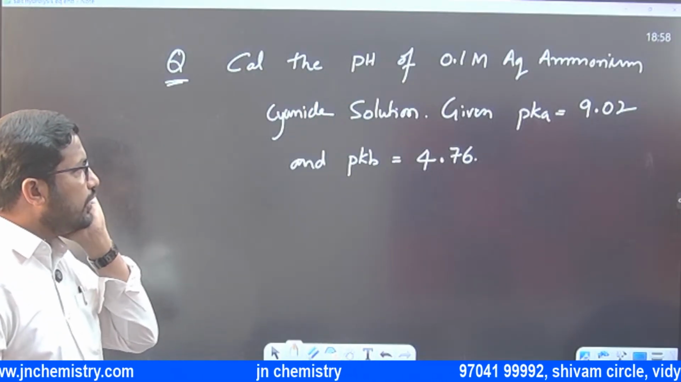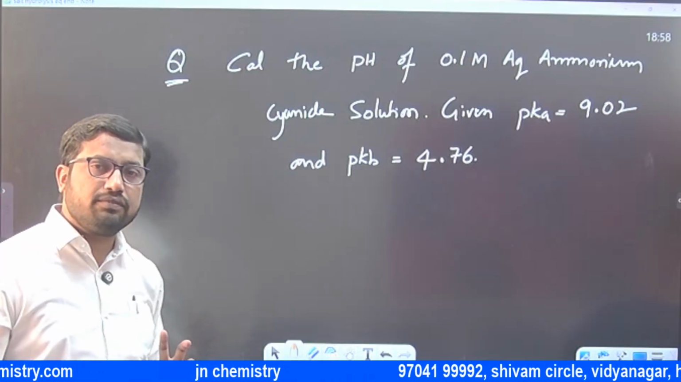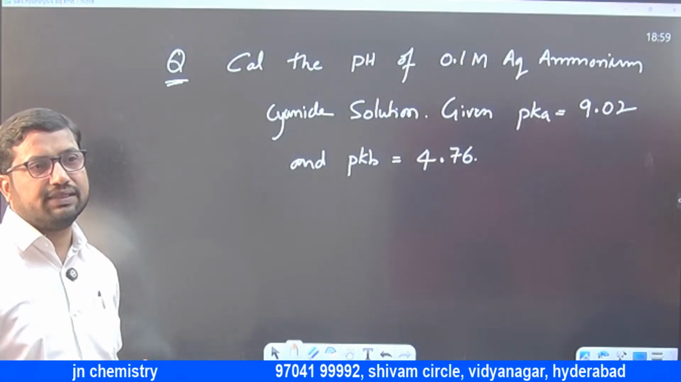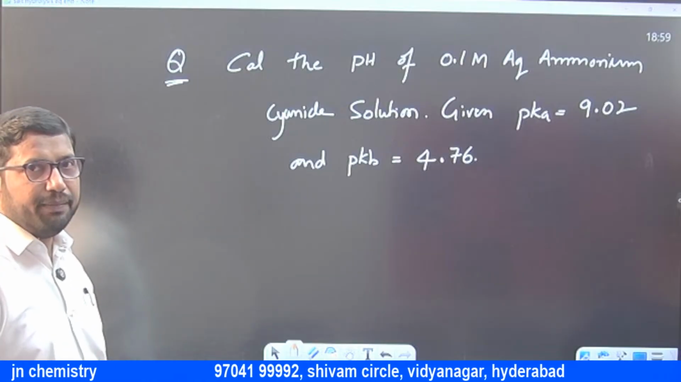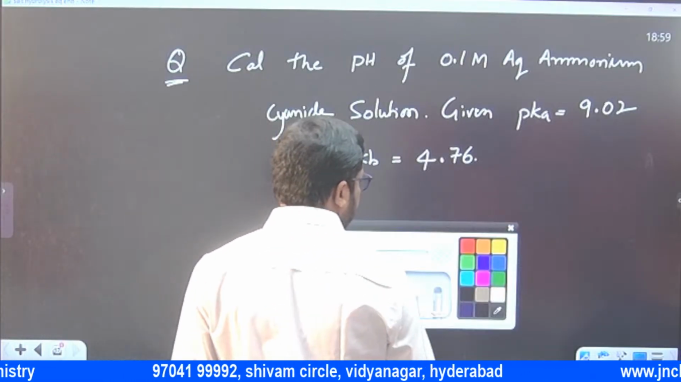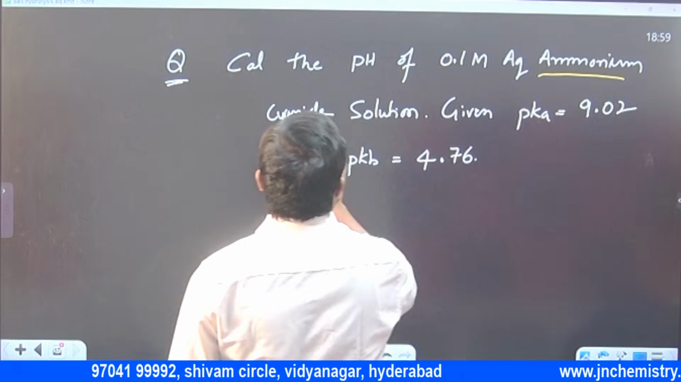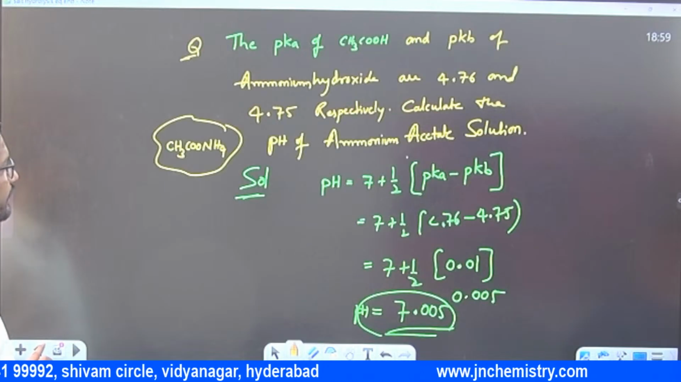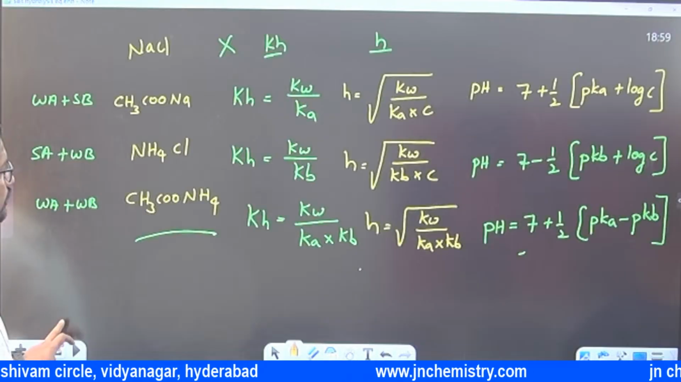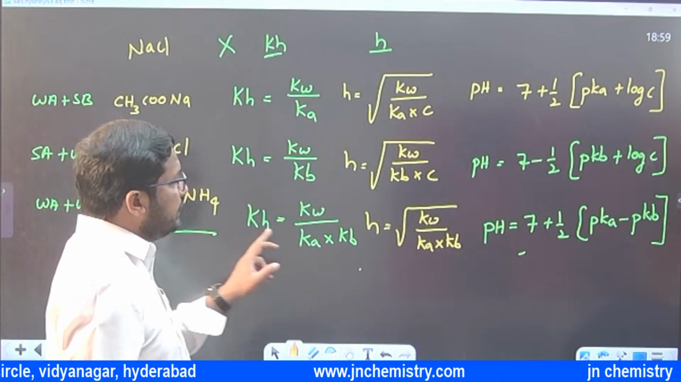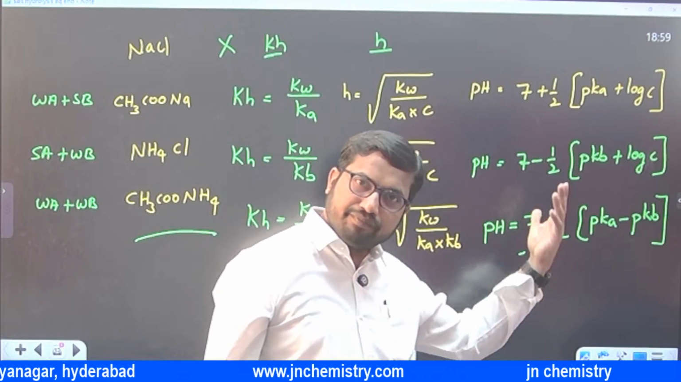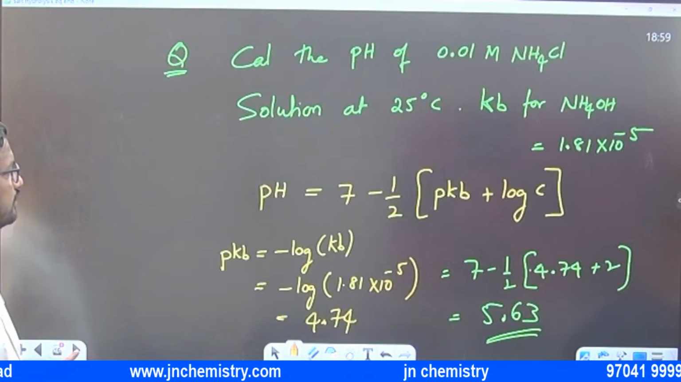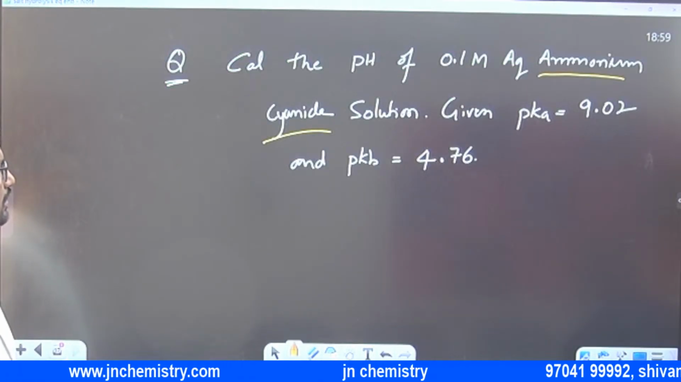Ammonium cyanide means what? Salt of weak acid and weak base. So that we need to identify. The main thing is we need to identify the salt. Ammonium cyanide is a salt of weak acid and weak base. Once we know the weak acid and weak base, directly come to this table and use this formula. Directly we can solve it. Come on, try to do.